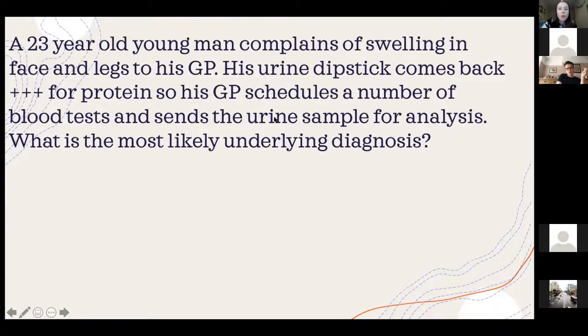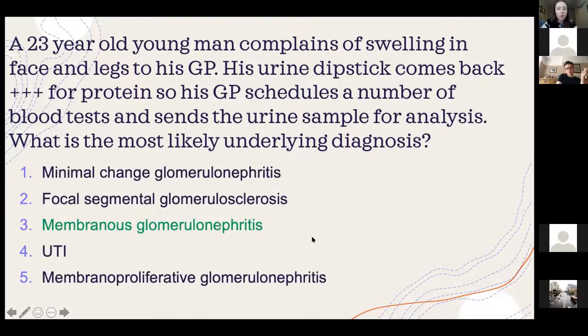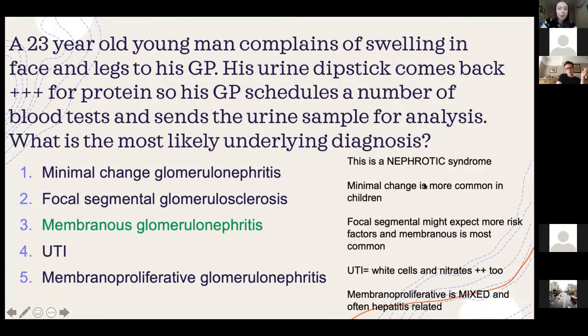So the 23-year-old with protein and swelling sends his samples off. What's the underlying diagnosis? This is membranous. So this one was a bit more tricky, but what you've got to think of is a nephrotic syndrome with the edema and just the protein positive urine. Minimal change is more common in children. Membranous is the most common cause in adults. So you could say it could be focal segmental in that age group, but you'd usually expect to see more of the risk factors and the history of maybe HIV or sickle cell and things like that.